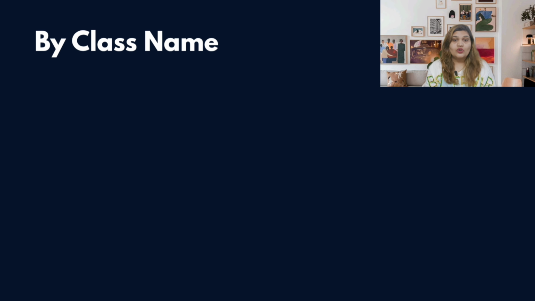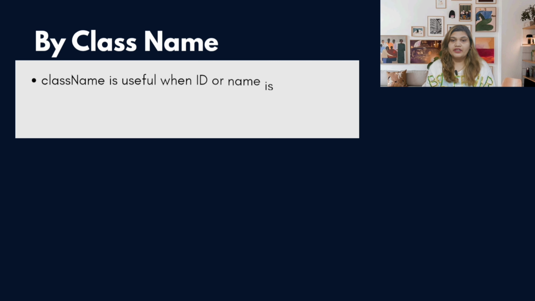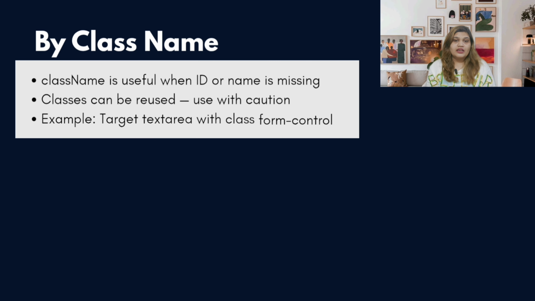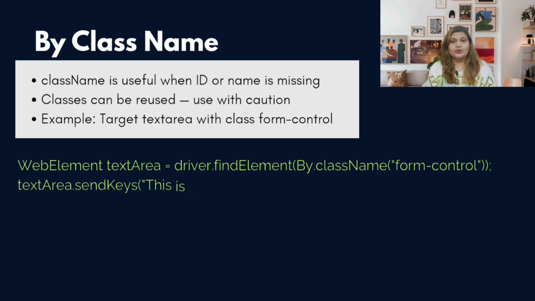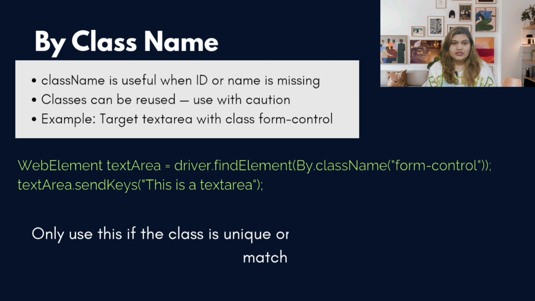By class name. Now class name is useful when elements don't have an ID or name. But be careful, classes can be reused across elements. In this example, we are targeting a text area with the class form-control. Here's a tip: only use this if the class is unique or you are okay selecting the first match.